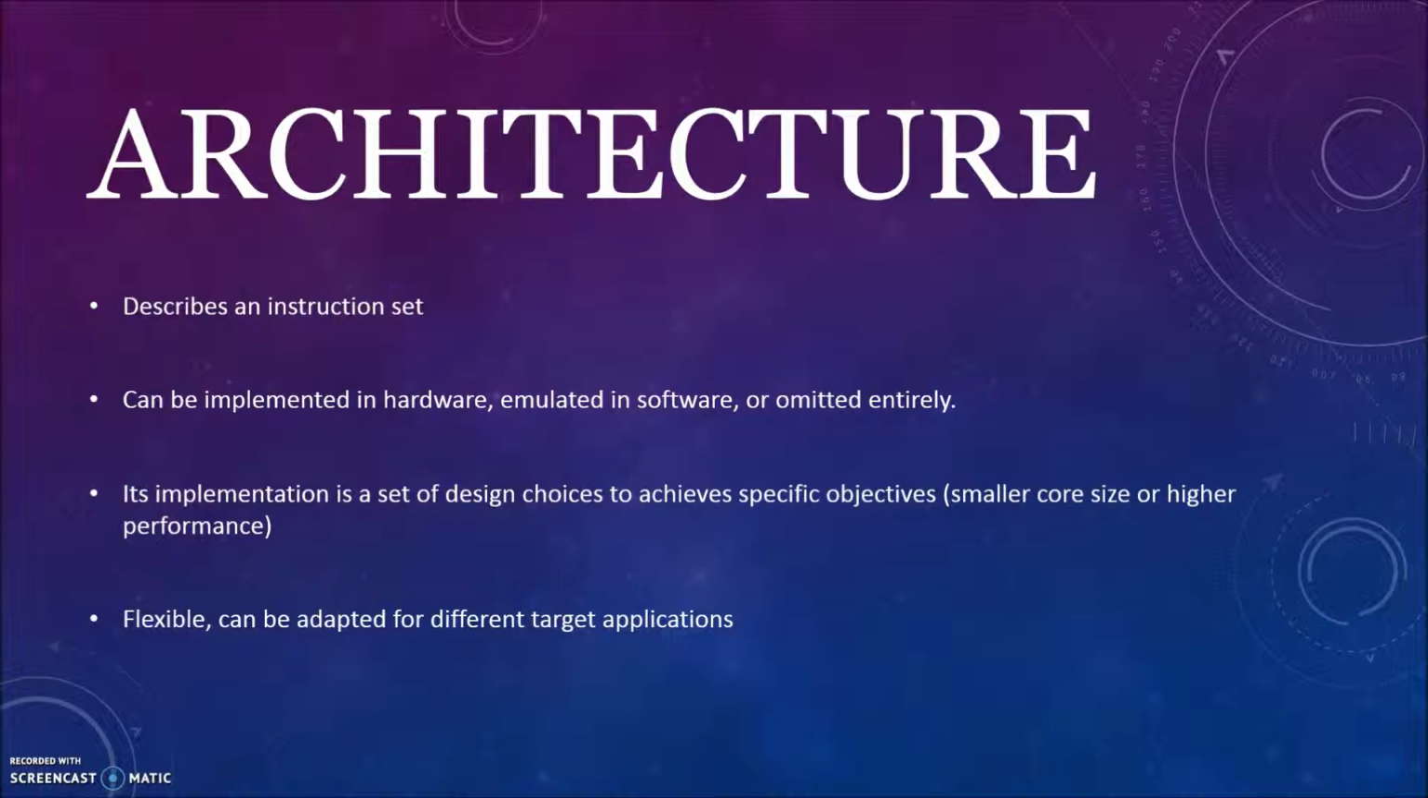The purpose of the main architecture is to describe an instruction set. It is used to implement in hardware and emulate in software, or omit entirely. Its implementation is a set of design choices to achieve specific objectives, and it is flexible and can be adapted for different target applications.